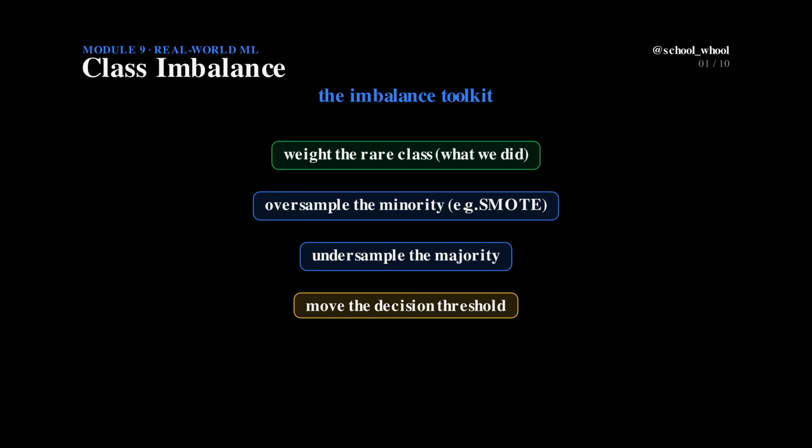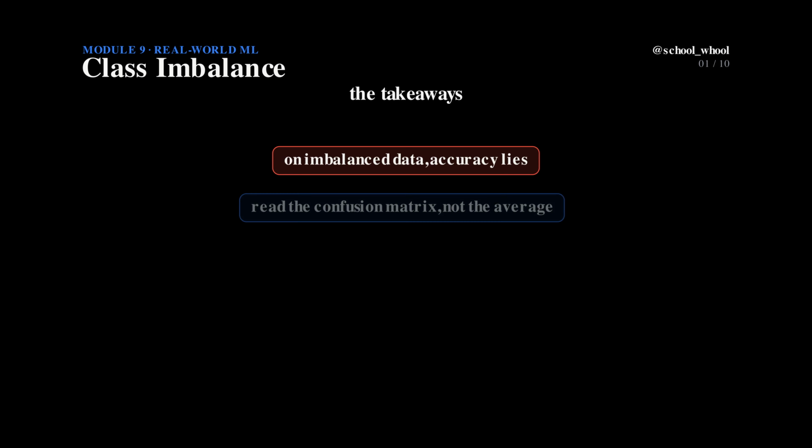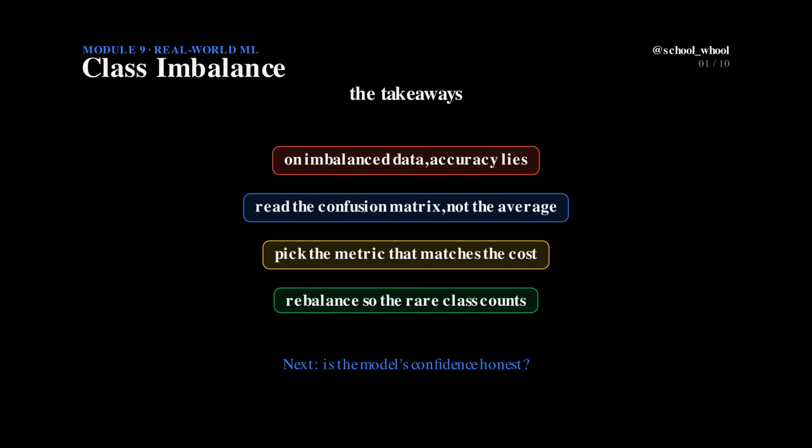So, on imbalanced data, accuracy lies. Read the confusion matrix, not the average. Choose the metric that matches the real cost. And rebalance, so the rare class counts. Next, we ask a harder question. When a model says it is 90% sure, is that confidence honest?